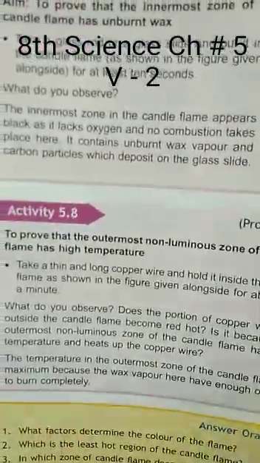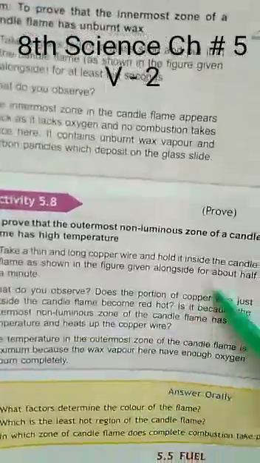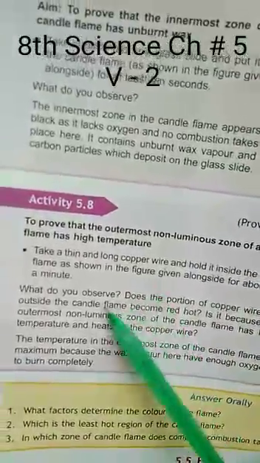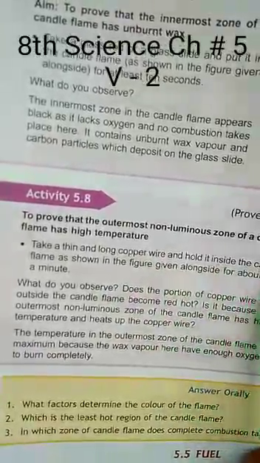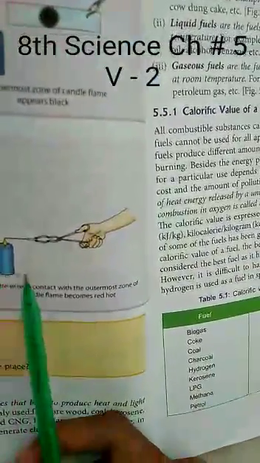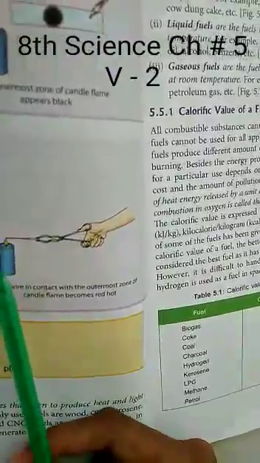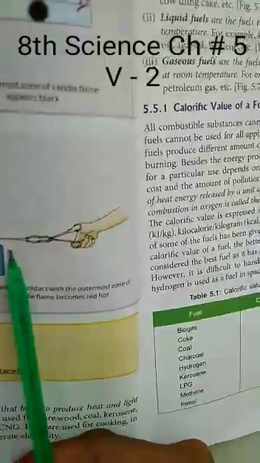Now activity 5.8 is to prove that the outermost, that is the non-luminous zone of a candle flame, has a high temperature. So take a thin and long copper wire and hold it inside the candle flame as shown in the figure given alongside for half a minute. So what will you observe? You will observe that the temperature of the outermost zone of the candle is maximum.